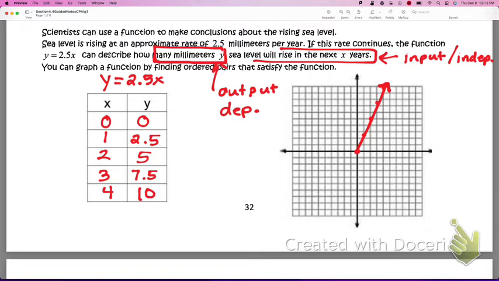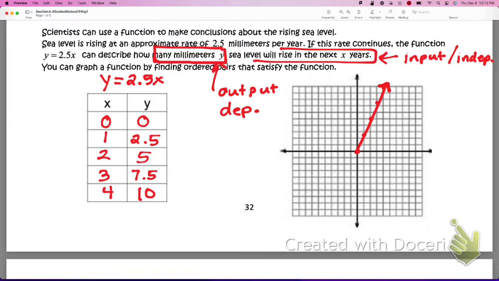So notice what I did here, guys. I put a little arrow up here. And that little arrow means that it's going to go on and on and on in that direction. Why would I not put an arrow down here? Because we can't go to the negatives, right? All right. So we follow that.